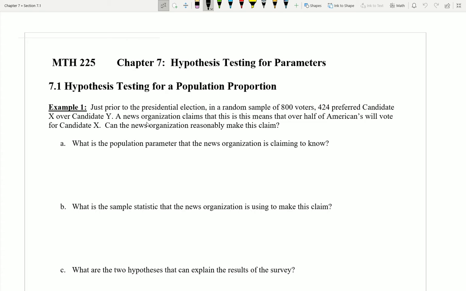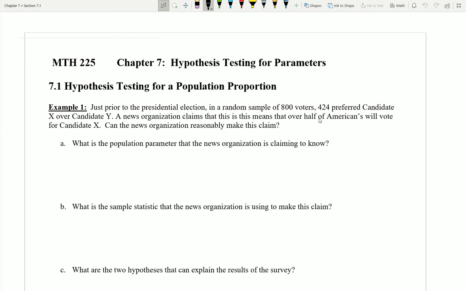First off, notice here that the news organization doesn't know this, they're just claiming it. It's kind of like a belief that they hold. So because over half of the people have voted for this person in the sample, the news organization believes over half of everybody is going to vote for this candidate. Well, can the news organization reasonably make this claim? I mean, are they making a good educated guess here, or is it not maybe the best educated guess?